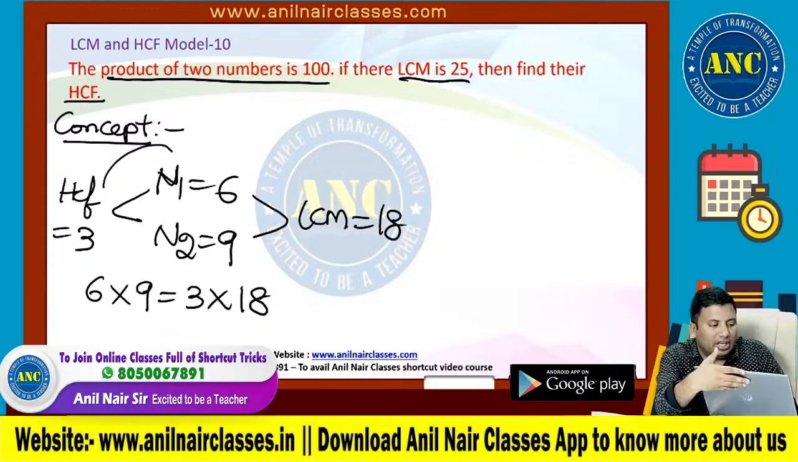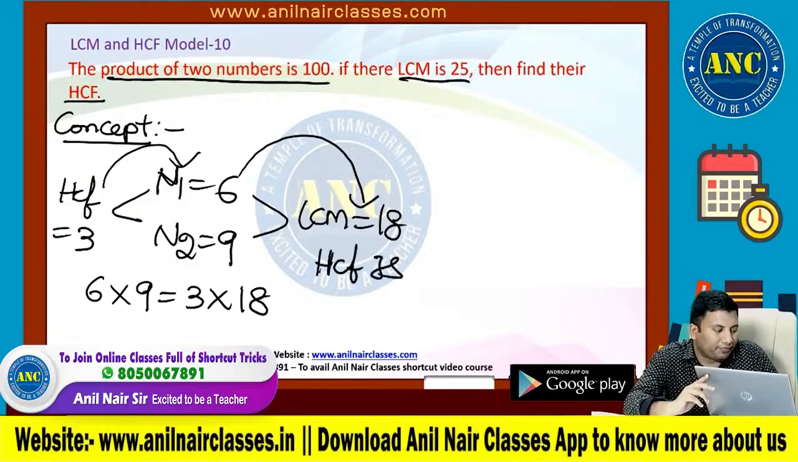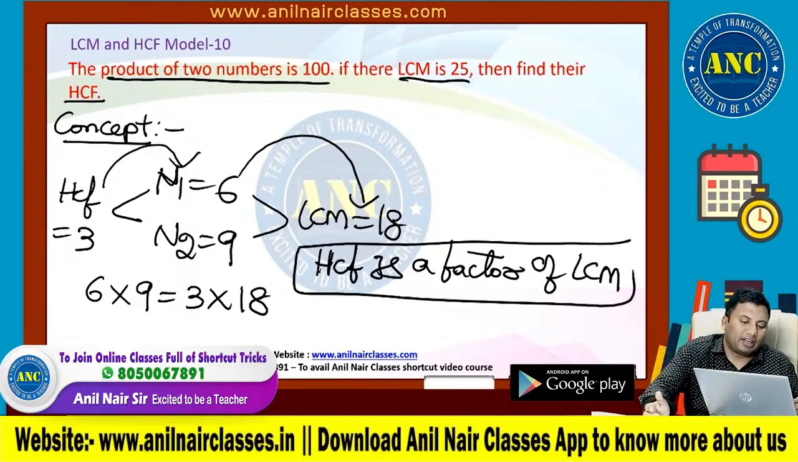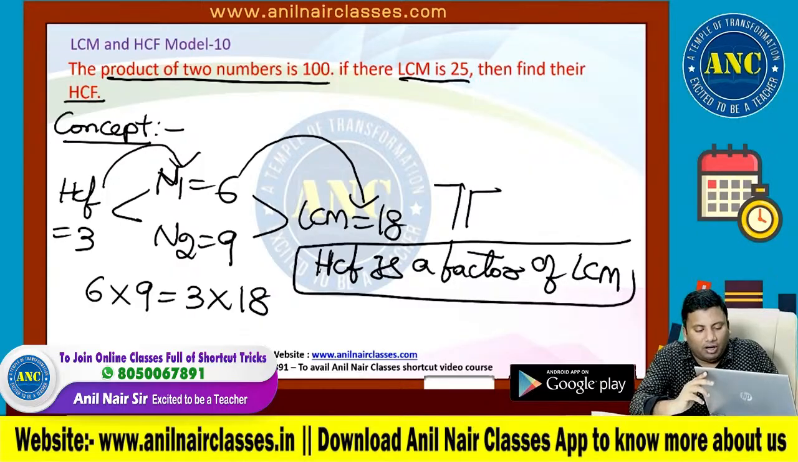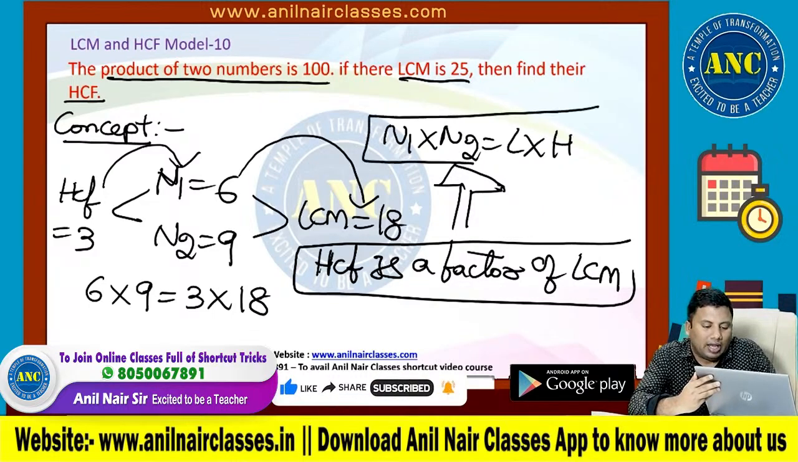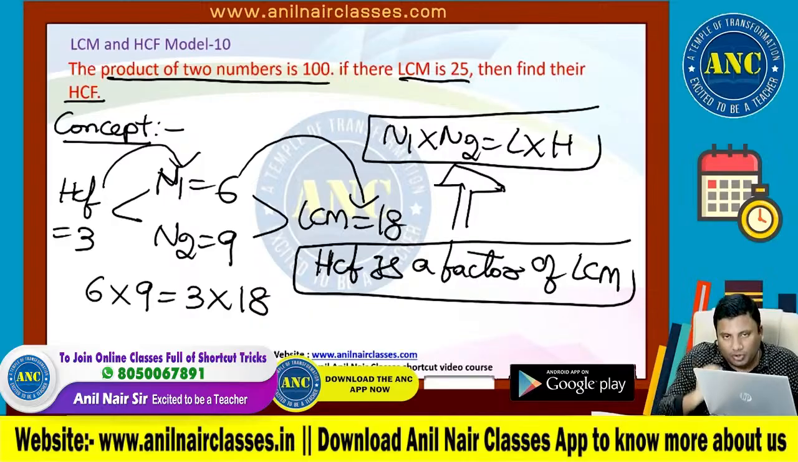HCF is a factor of the number. 3 will divide 6, 6 will divide 18. A number is a factor of LCM. That means HCF is a factor of LCM. HCF will always be a factor of LCM. N1 into N2 is equivalent to LCM into HCF. It does not matter which formula you are using.